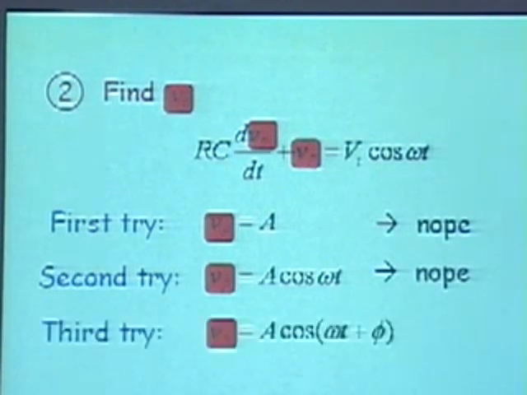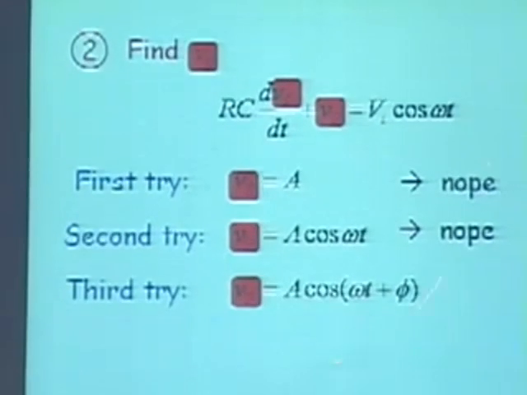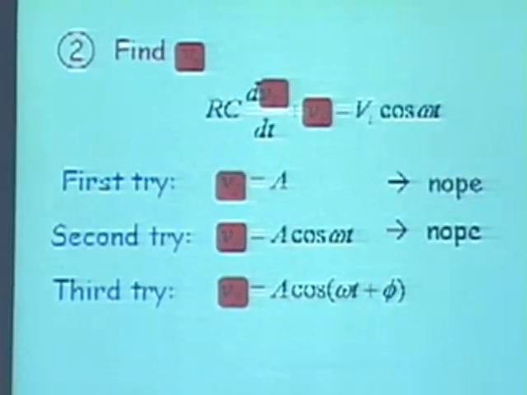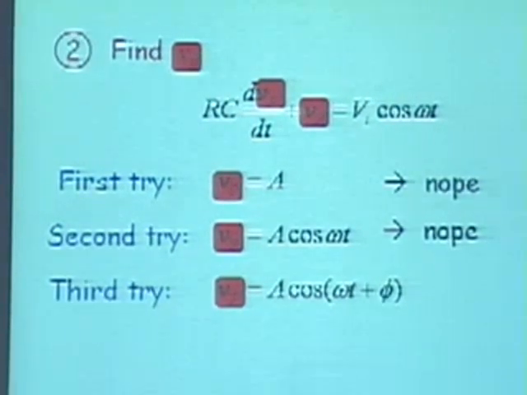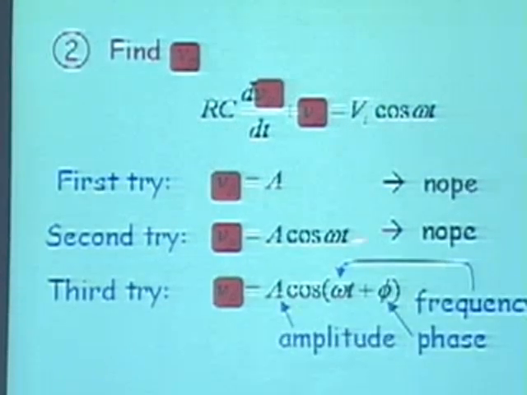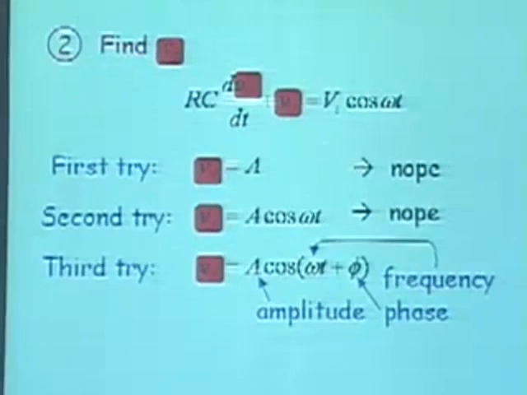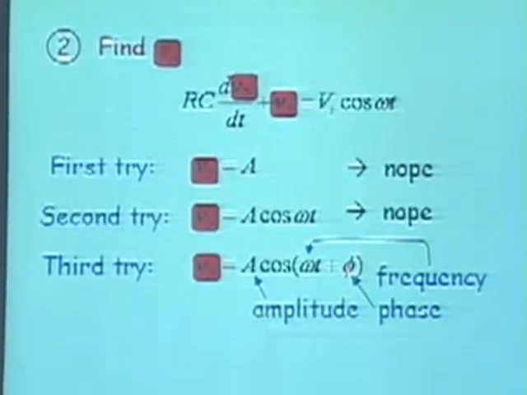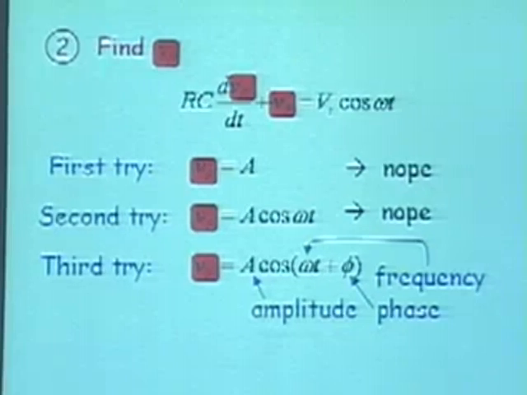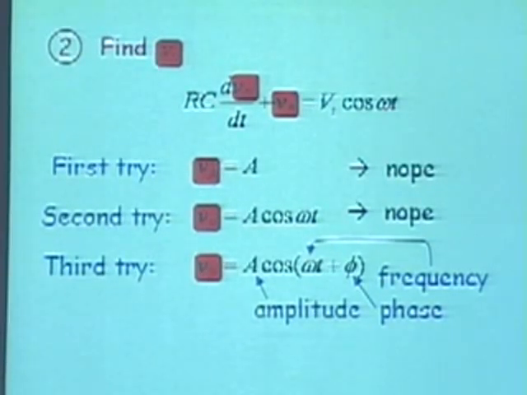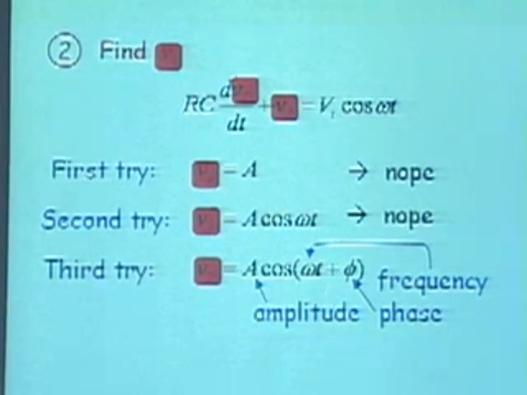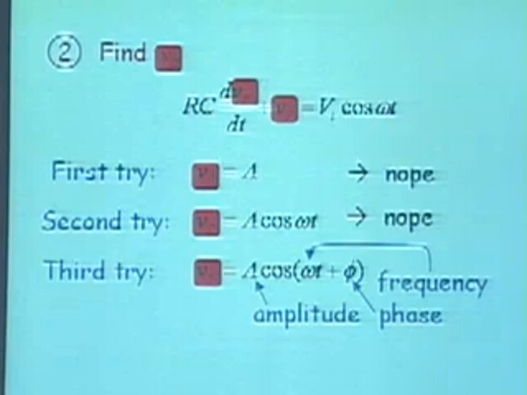Well, let's try A cosine omega t plus phi. We're now embarking into the rapids here. You can begin feeling the pressure. Just to refresh your memories of sines and cosines, A is the amplitude of the cosine, omega is the frequency, and phi is the phase. Remember the signal I showed you earlier: something happened to the amplitude of the sine, something happened to the phase. So A cosine omega t plus phi.